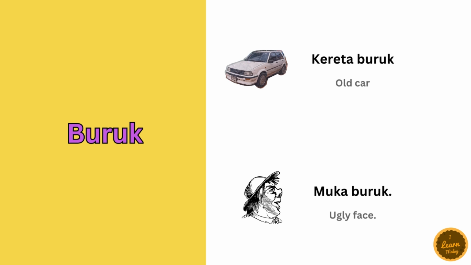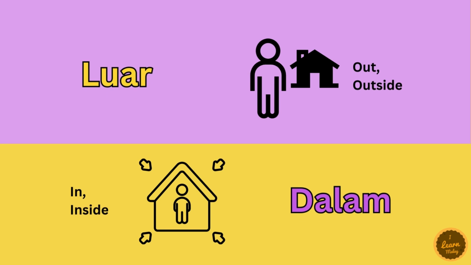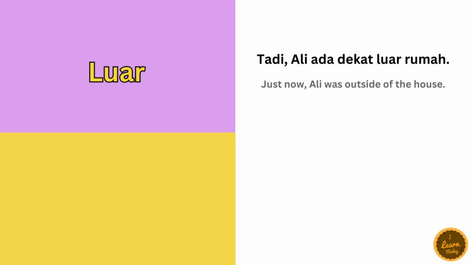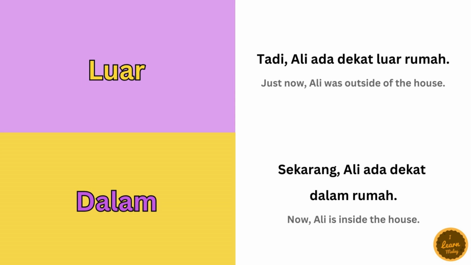The next pair of opposite words are luar, dalam. Luar means out or outside. Dalam means in or inside. Let's look at the sentences. Tadi, Ali ada dekat luar rumah. Just now, Ali was outside of the house.